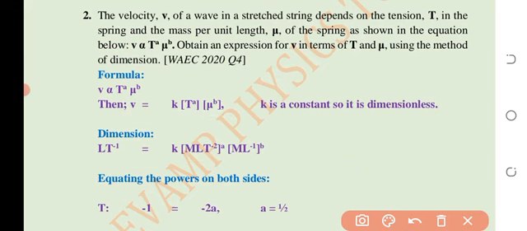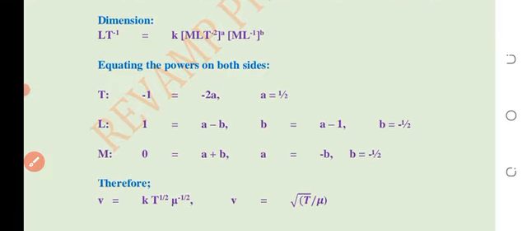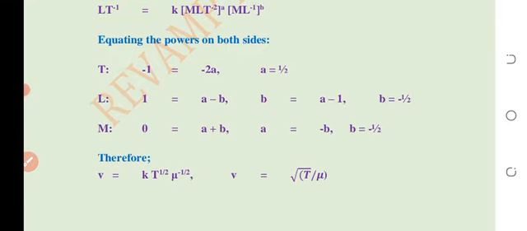Okay, now to solve this problem, we have to equate the powers on both sides. What do I mean by equating the powers on both sides? Whenever you see L here, you equate the power of L on the left-hand side to every L that you can see on the right-hand side. Wherever you see T here, you equate the power of T on the left-hand side to all the T's that are present on the right-hand side. That is the essence of equating the power, and also do the same thing to M.